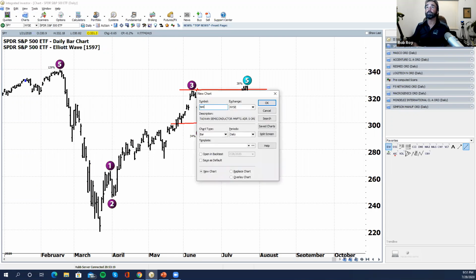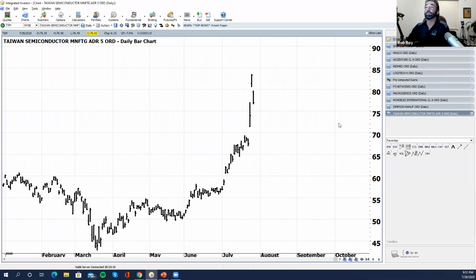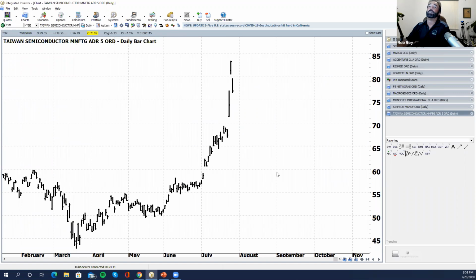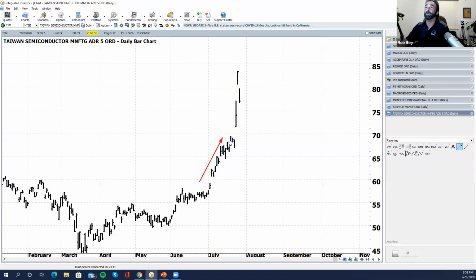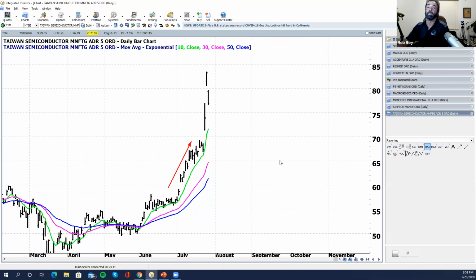TSM. Well, that's vertical. Taiwan Semiconductor. Well, we had a strangle on that back here, and we caught this move. We had this one in the strangle as an alert, and we caught that one. But now, after consolidating that move, it's gone. I don't know what you would do at this point right now. If you were still in it, congratulations.